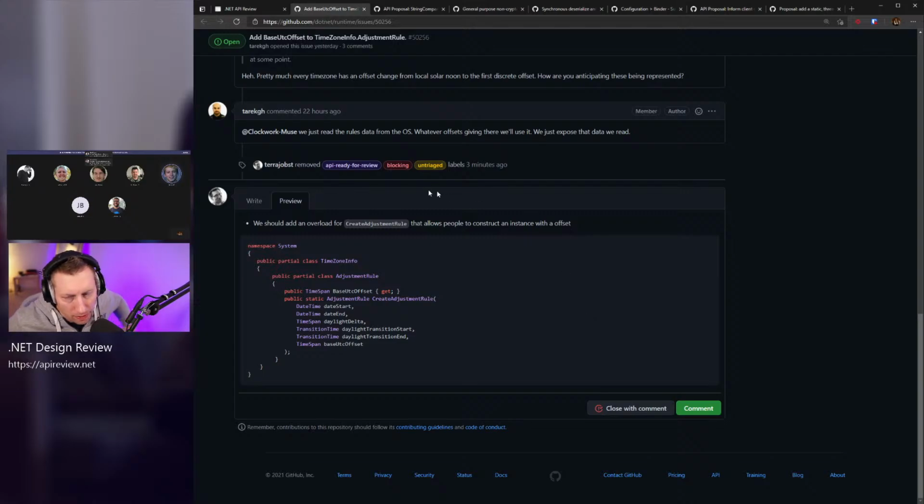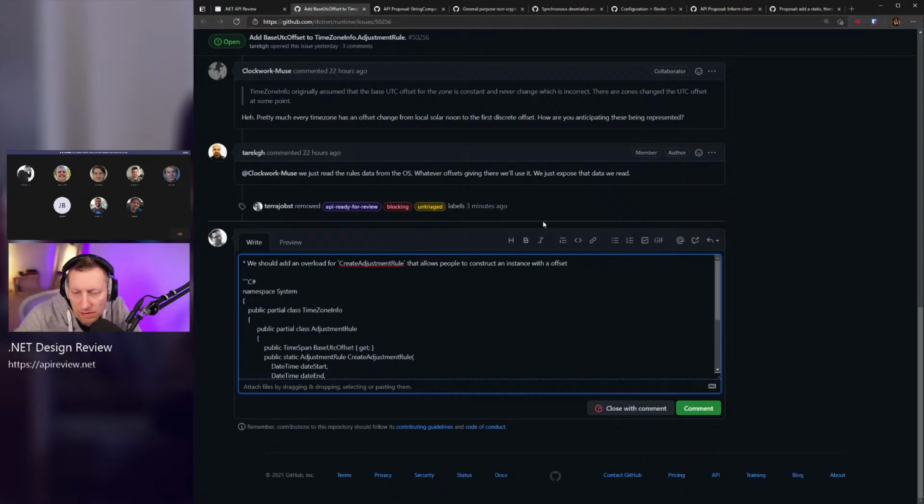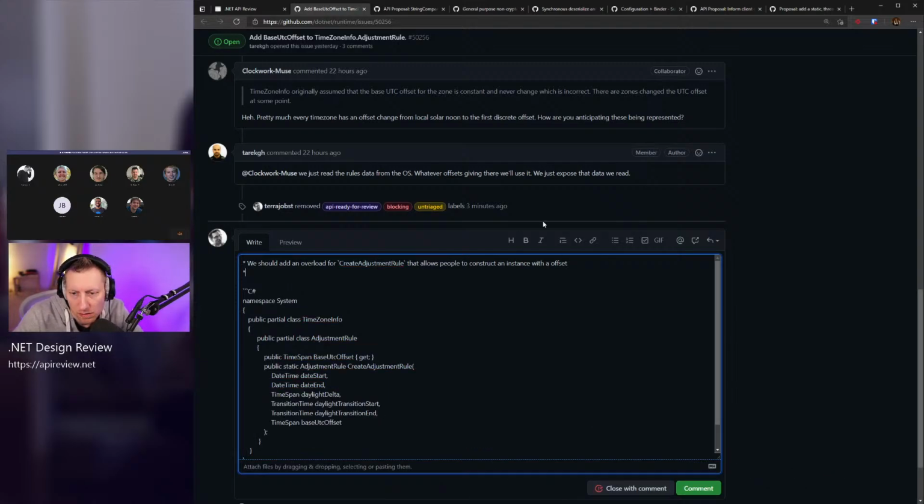Okay, so now I'm slightly at a loss. So basically you're saying we should think about what that means for instances that don't have that data. Right, anything that is currently using create adjustment rule, I don't see a way that they can build what the value should be, and if we can't build the value, then it needs to be nullable. Yeah, that makes sense to me. The problem really comes down to adjustment rules shouldn't be something that can be created by itself, but it already can. They should really only belong to a time zone info, but we're stuck with what we got.